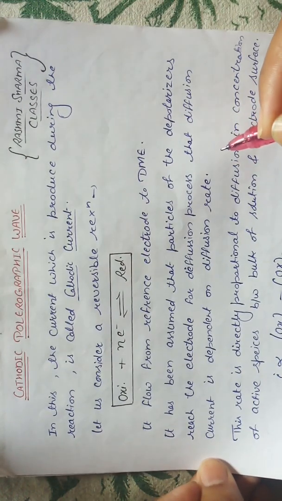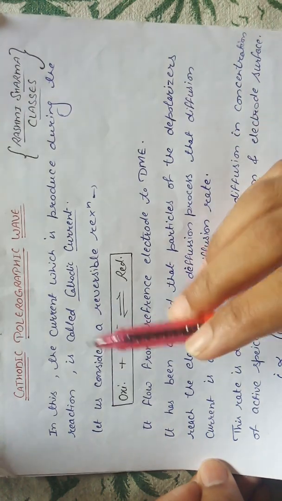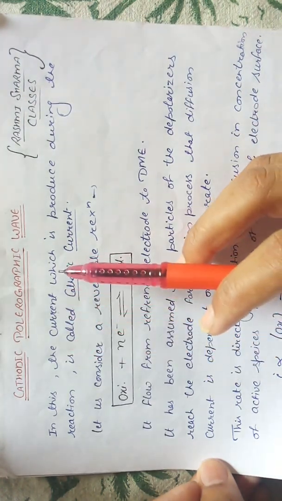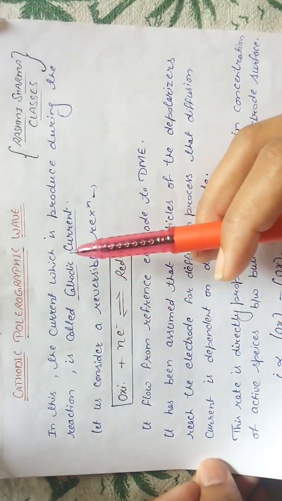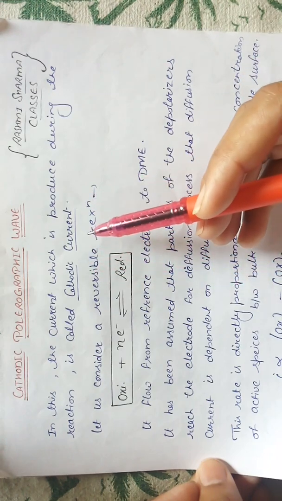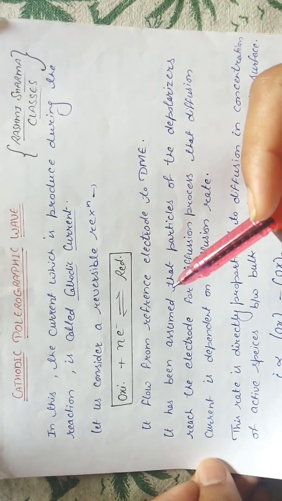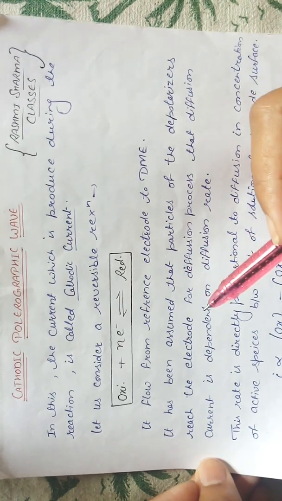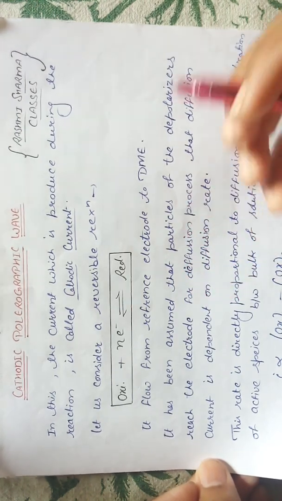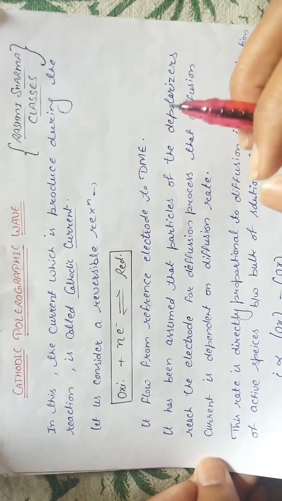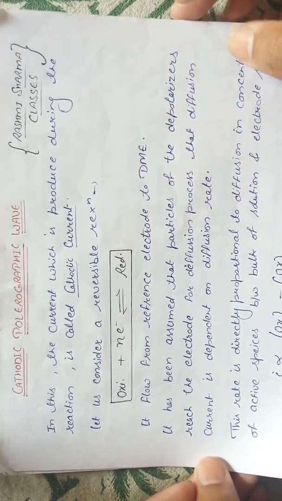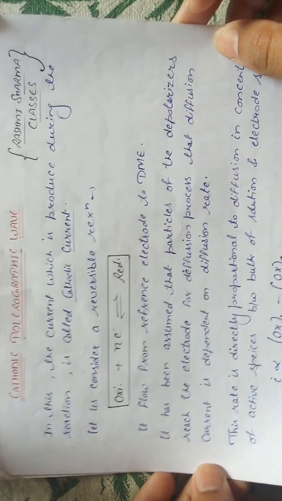Today we are going to discuss a new topic of polarography, that is the cathodic polarographic wave. Guys, in this we will discuss cathodic current, its formation, the equation representing it and its derivation. After that, in the last we will discuss its limitations. There are a few limitations. So let's start the topic.